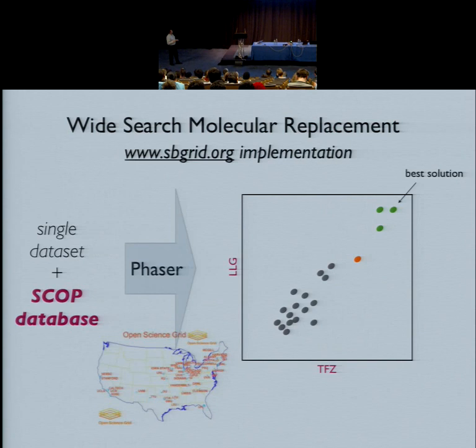The particular implementation, which is currently in place through the portal at Harvard Medical School, uses the SCOP database, and this is 100,000 domains. So basically the PDB chopped down to individual domains. We use the application Phaser. We submit 100,000 molecular replacement jobs to what's called the Open Science Grid, which is a large computational grid in the US. We use it opportunistically, and on our side it doesn't require any maintenance.